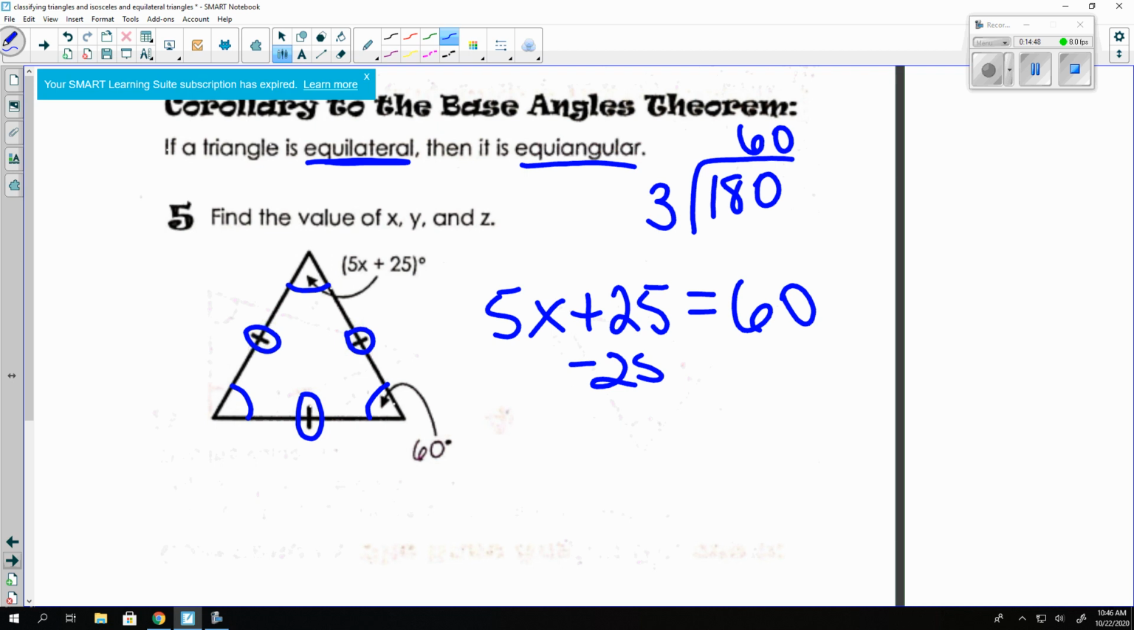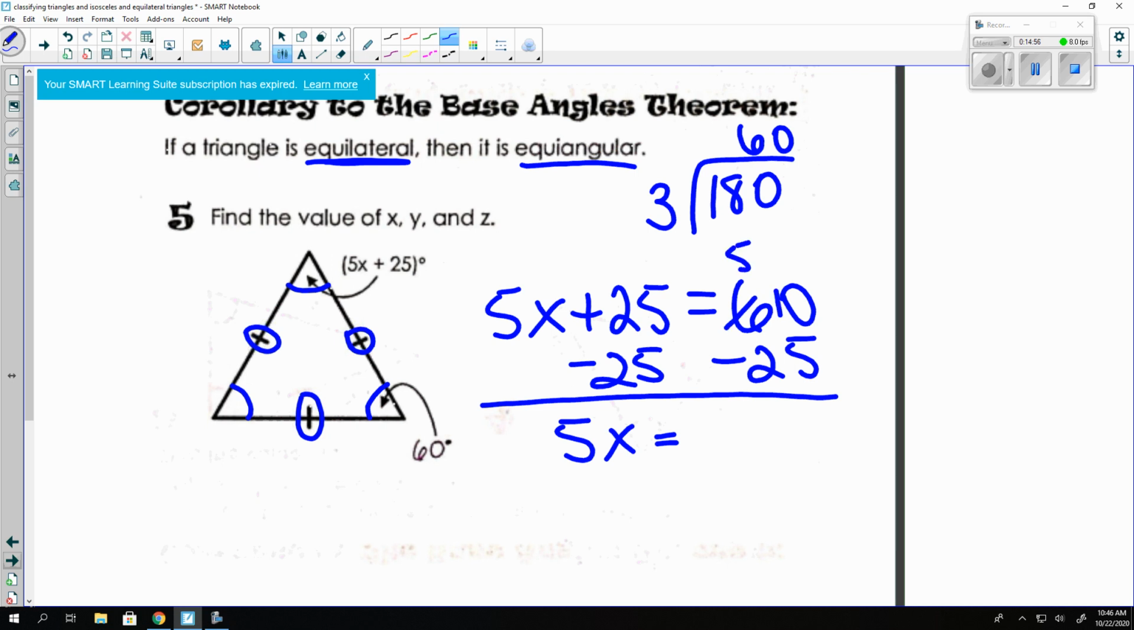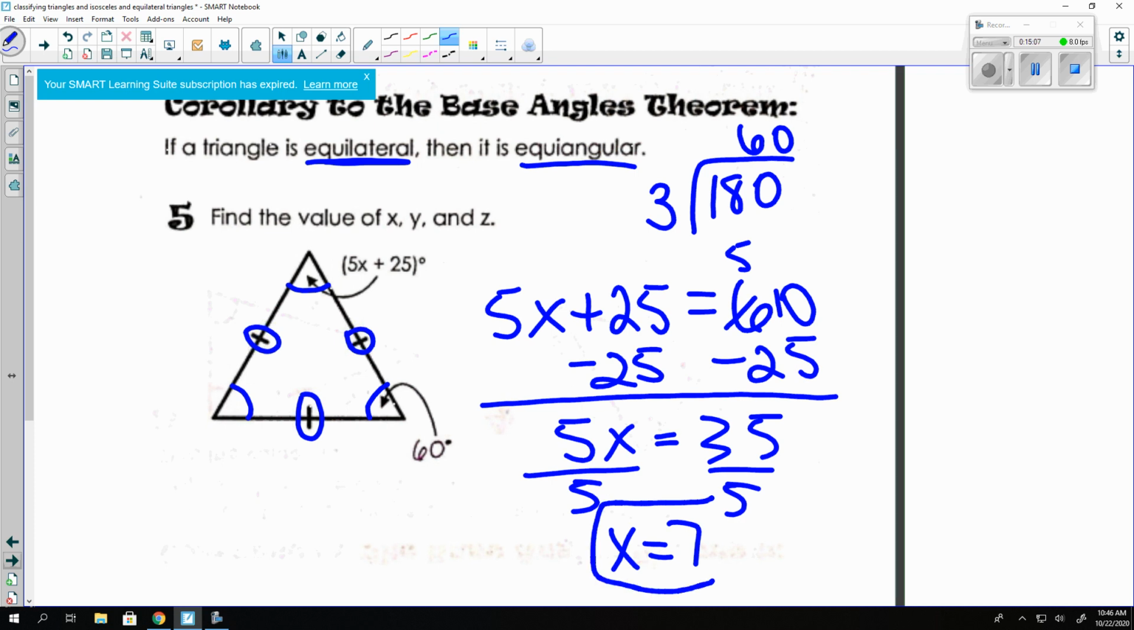So take away 25 from each side. So 5x is 35. Divide by 5. And so x is 7. All right, there we go.